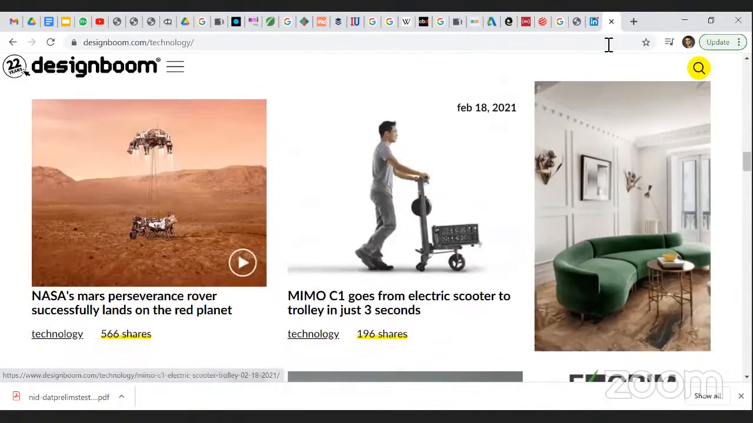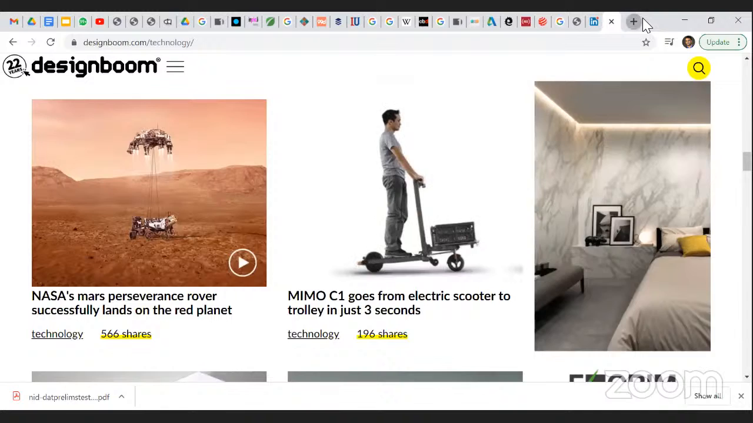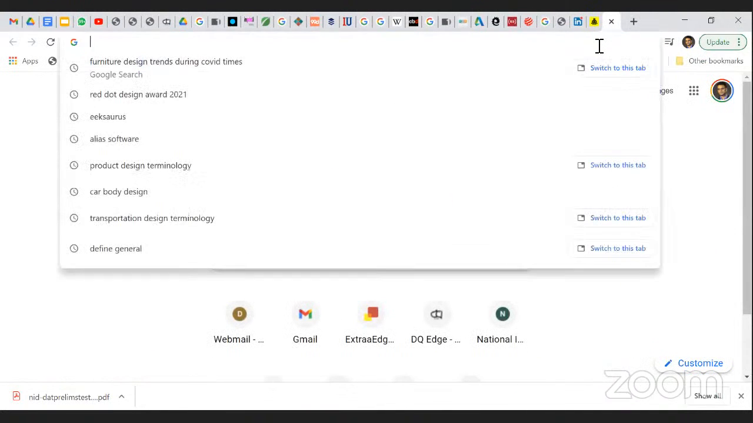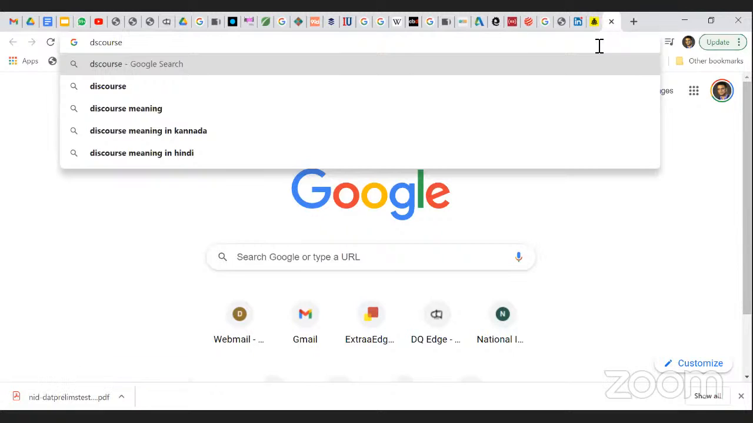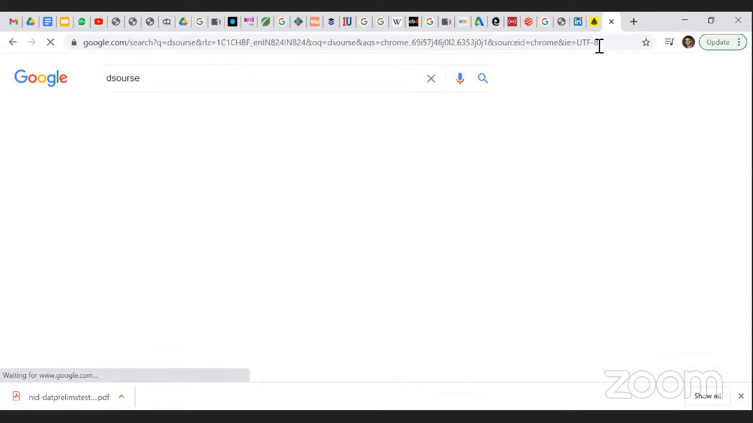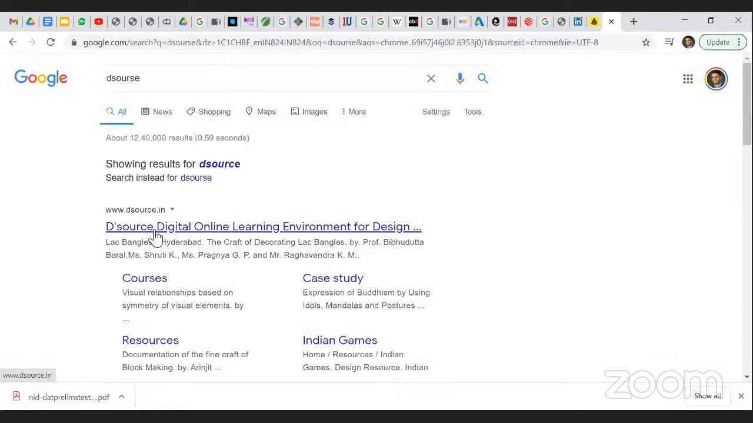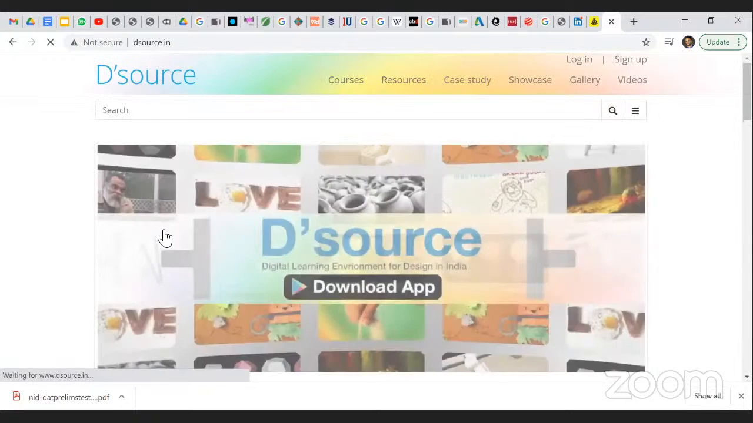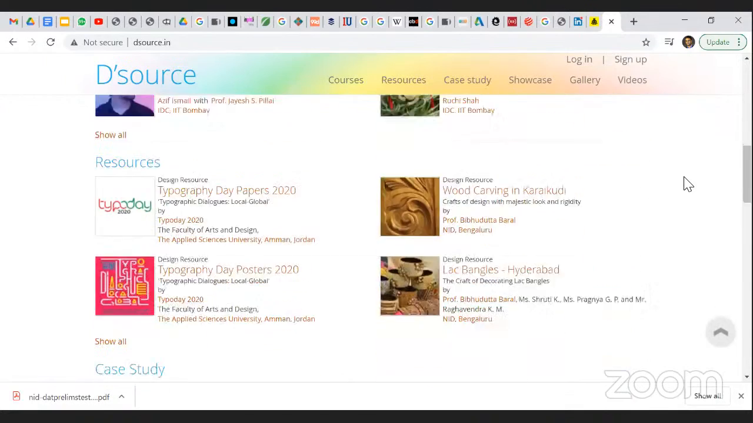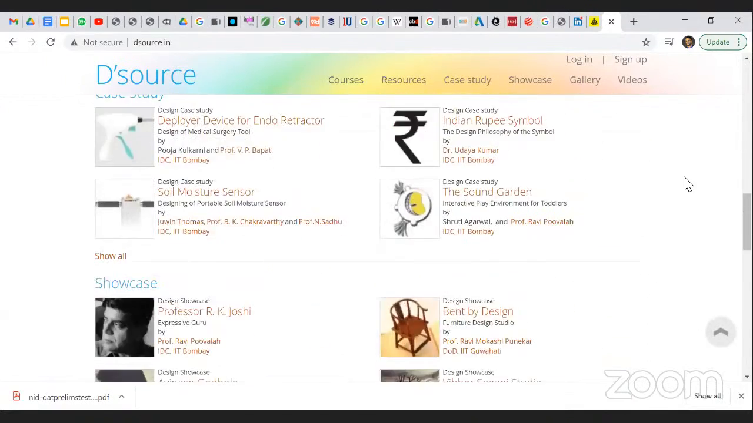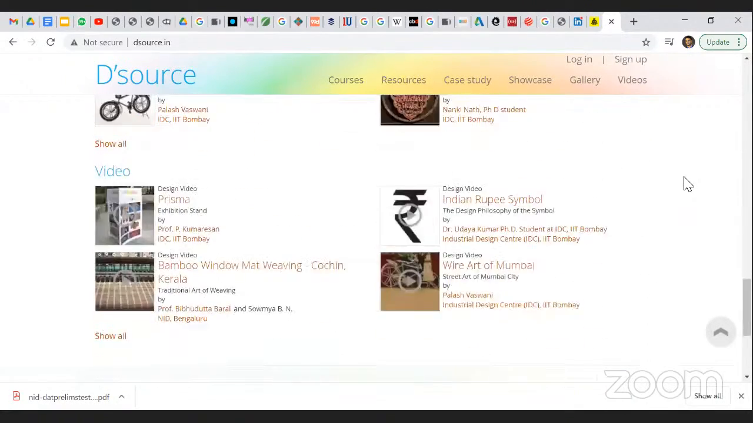And yes, of course, I always tell about this particular source called D source, design source, where if you want to learn about more India specific stuff, then it talks about all the Indian related specific stuff. You can go through this as well.